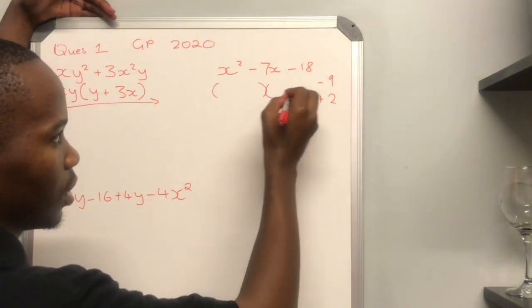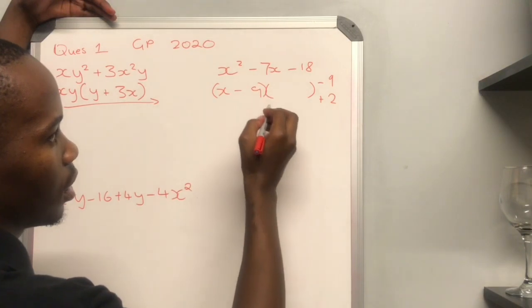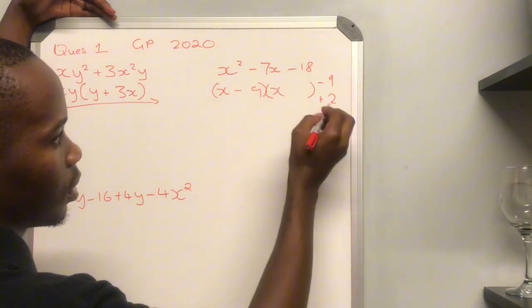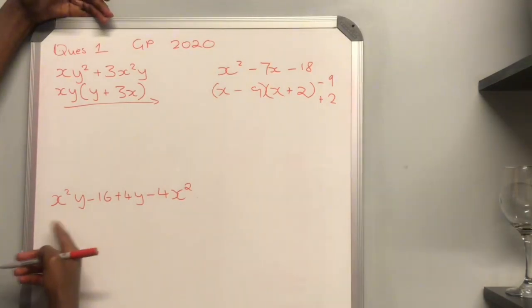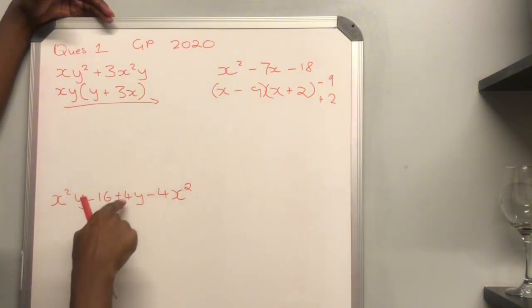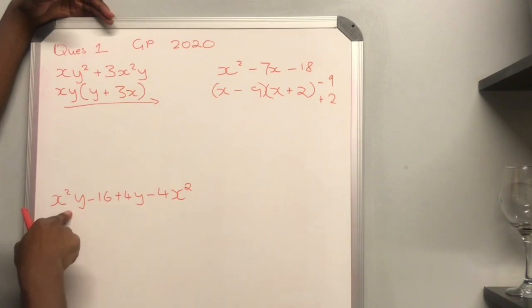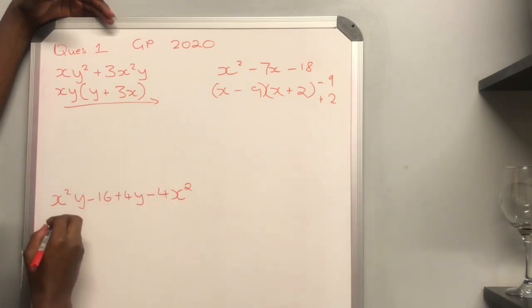You draw it like this. x, you take a negative 9, x, plus 2. You're done. Come to this one. You must still factorize. But now with this one, you kind of have to put like terms together. There's a y here, means there's also a y here. So you have to rearrange a bit. Take this one to that side, just watch.